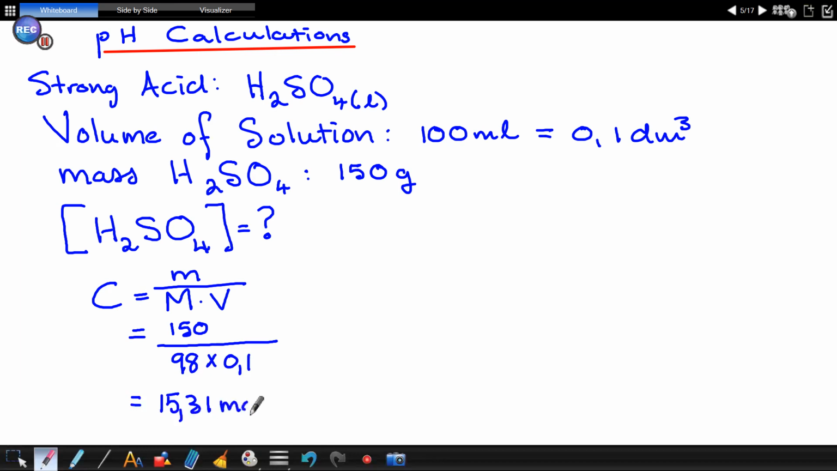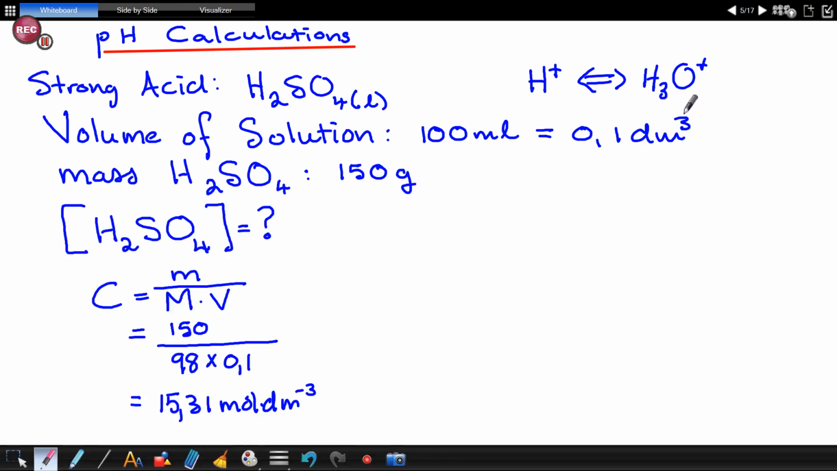15.31 mole per cubic decimeter. Now remember, pH is determined by the concentration of the hydrogens in the solution. I'm referring to hydrogen ions, but a hydrogen ion is also an oxonium ion. So whether they give it to you in terms of hydrogen ion concentration or oxonium ion concentration, it's exactly the same thing.